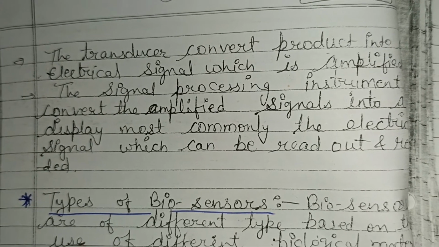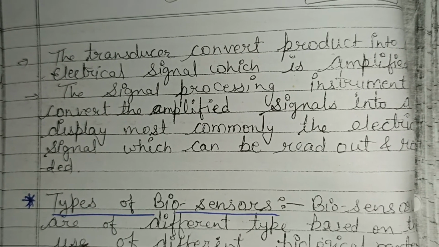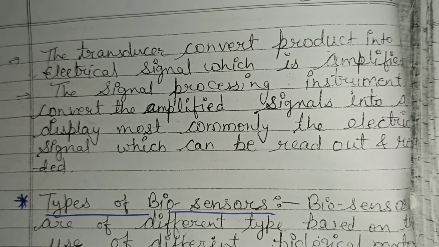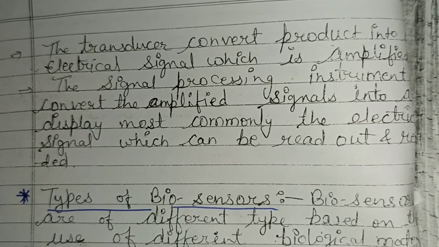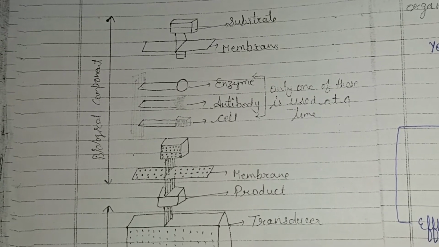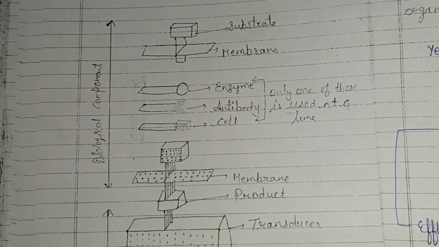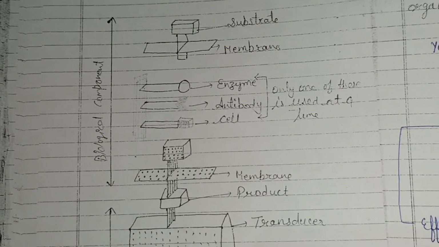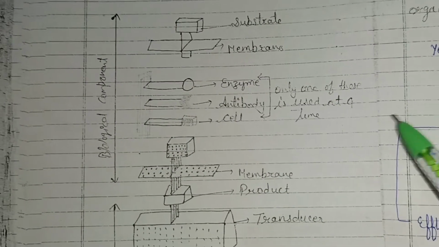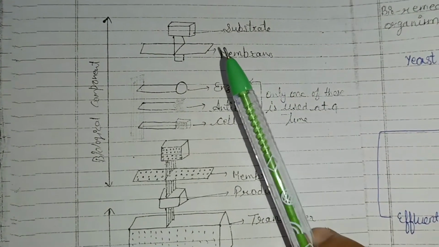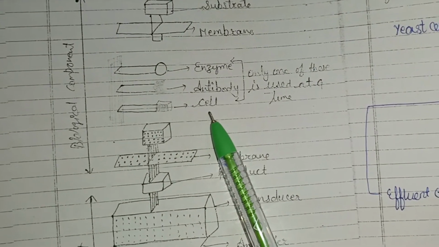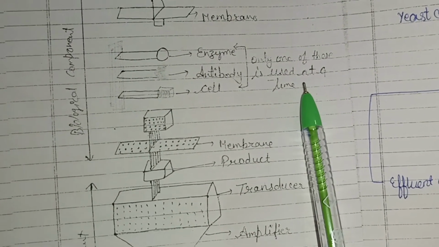The signal processing instrument converts the amplified signal into a display, most commonly an electrical signal, which can be read out and recorded. So this is the basic diagram or schematic outline of a biosensor, which shows the basic principle utilized in a biosensor. Here it is a substrate, and the immobilized membrane where an enzyme, antibody, or any cell is used; only one of those is used at a single time.